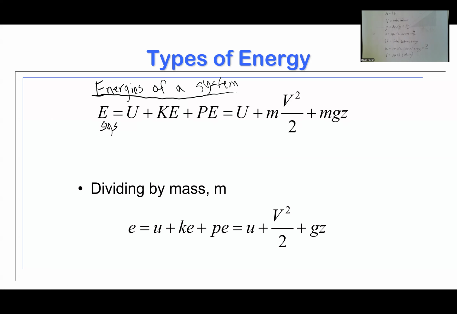And if I divide those per unit mass, you see we're now using the lowercase version of each of these variables. So this is internal energy per unit mass, kinetic energy per unit mass, and potential energy per unit mass. So these are the energies my system can have. Okay, so three types of energy there.